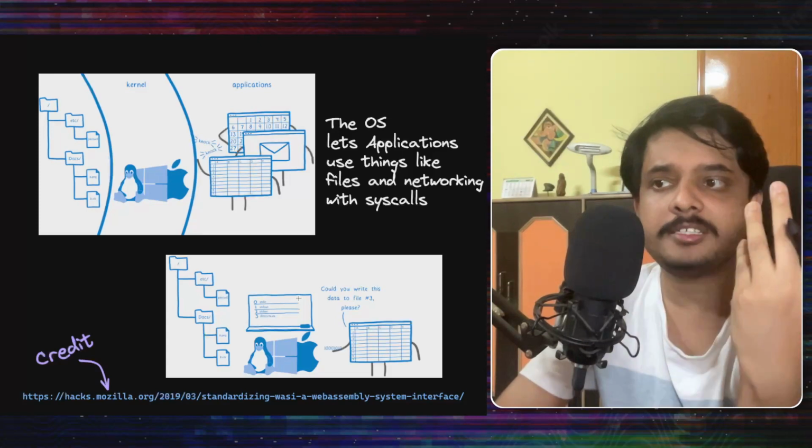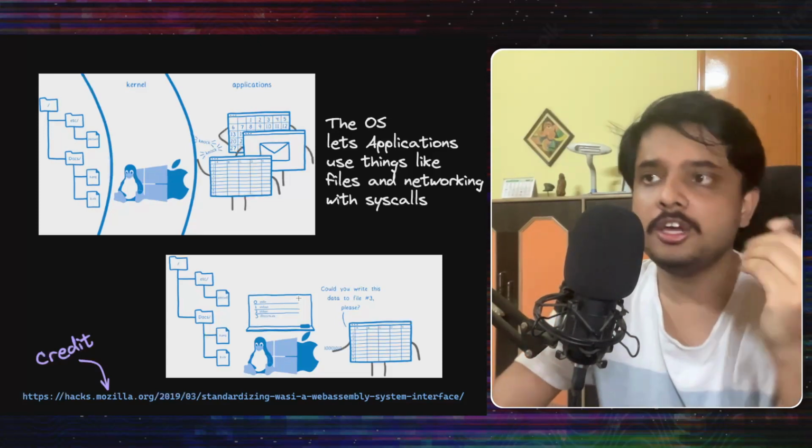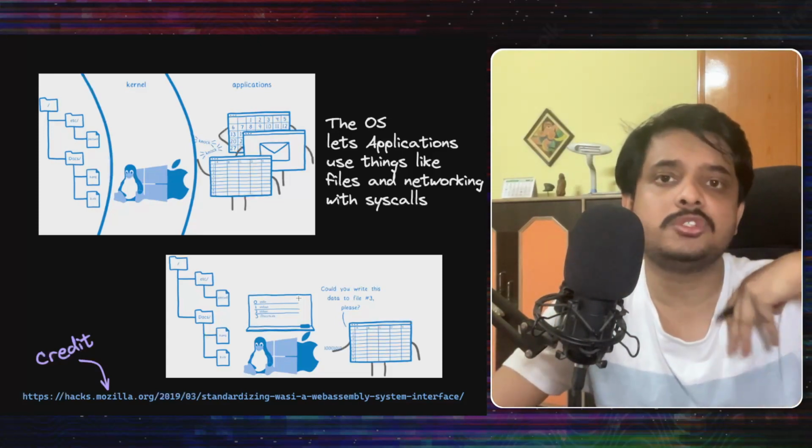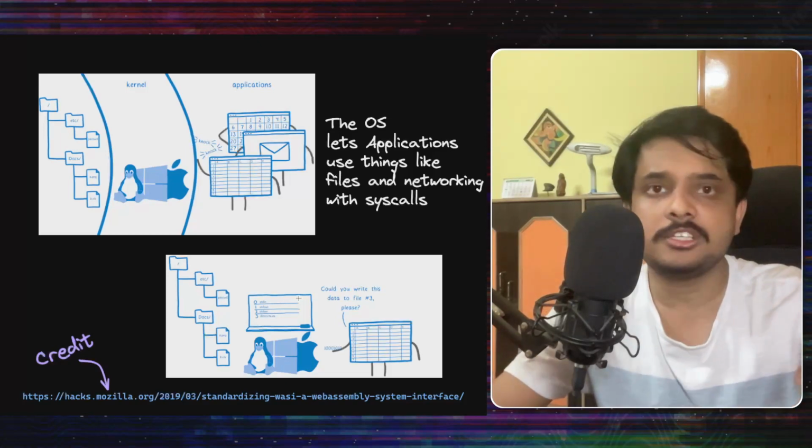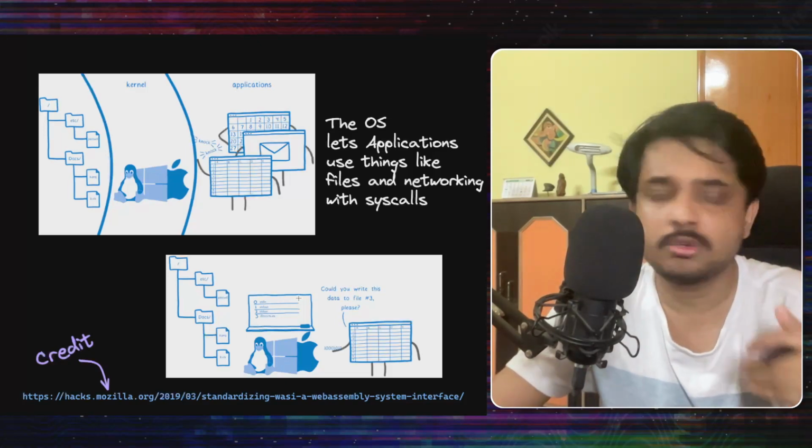Because as I said, WebAssembly is designed to be isolated. So a WebAssembly program by default does not have any access to the file system. It does not have any access to the network. So what should we do here?